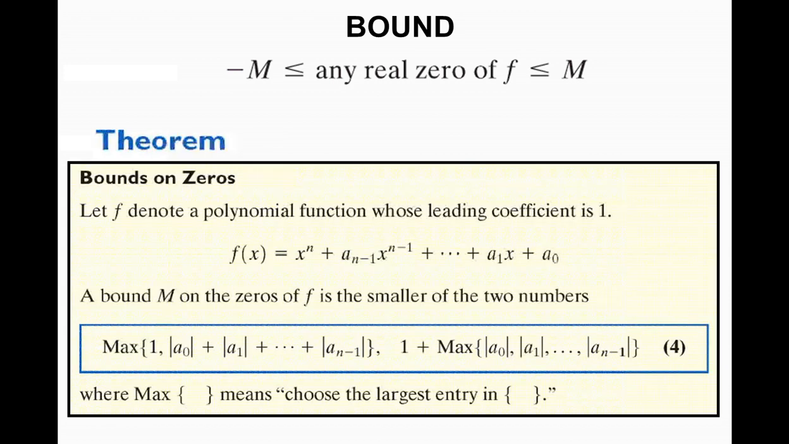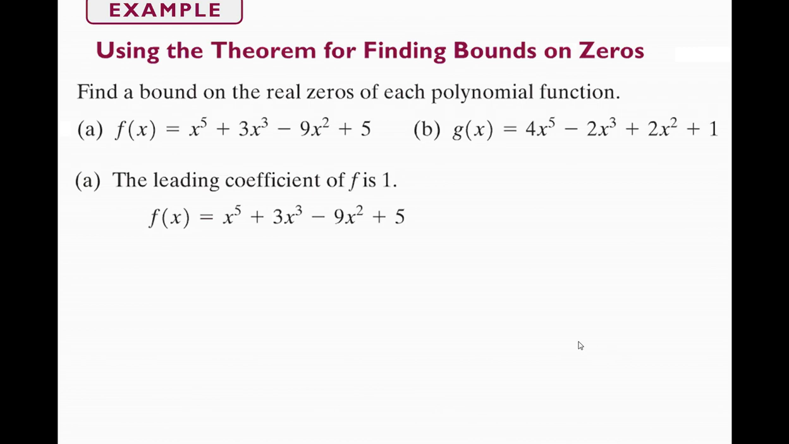The bounds on zeros theorem says if I have a function whose leading coefficient is 1, we're going to choose the largest entry from 1 to whatever the sum of my coefficients is, or 1 plus the largest entry of each one of my coefficients listed, the absolute value of. So let's see what that looks like.